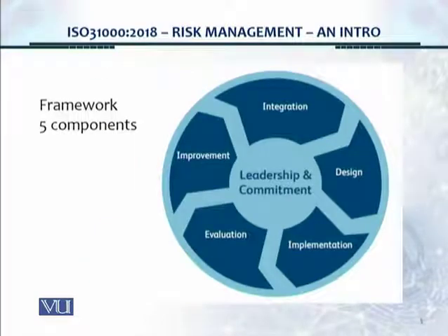In the risk management framework, there are 5 different components, starting with leadership and commitment. There is integration, there is design, there is implementation, there is evaluation, and finally improvement of the risk management program. So these are the framework components, and there are 5 components for risk management.